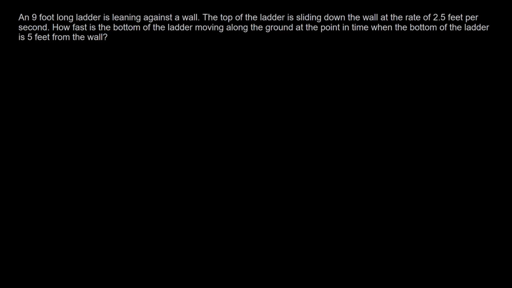A 9-foot long ladder is leaning against the wall. The top of the ladder is sliding down the wall at the rate of 2.5 feet per second. How fast is the bottom of the ladder moving along the ground at the point in time when the bottom of the ladder is 5 feet from the wall?